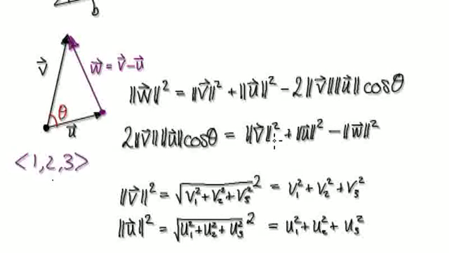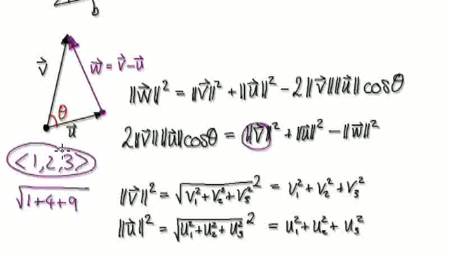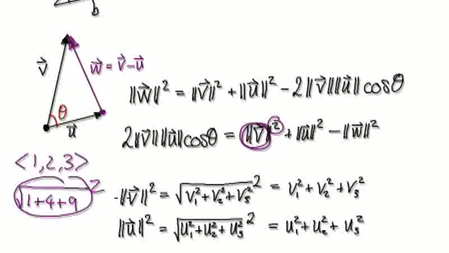3. So if you want to know the magnitude, which we do here, it would be the square root of 1 plus 4 plus 9. And we've done this many times, so you should be able to work out the magnitude of this. So this here would be your magnitude, and then you've got to square it.